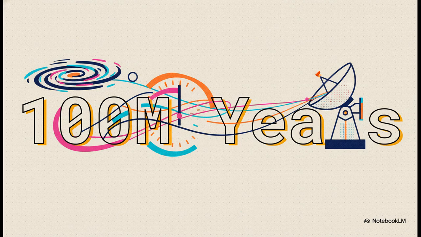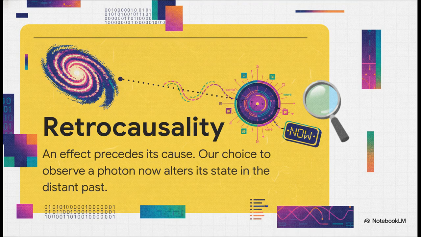I want you to just take in this number for a second. 100 million years. That's how long light has been traveling from a distant galaxy to reach our telescopes here on Earth. This leads us to this bonkers concept called retrocausality. It basically means an effect can happen before its cause. Our decision, right here, right now, to measure that ancient photon as a particle appears to instantaneously change the state it was in when it left its source, 100 million years ago. An action in the present seems to be altering the distant past.